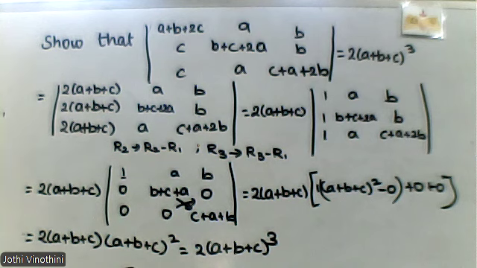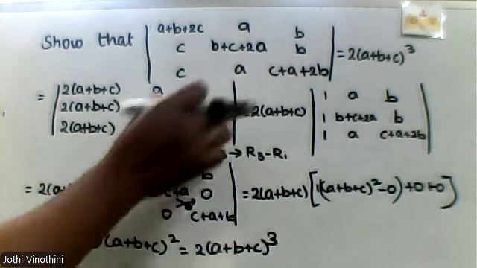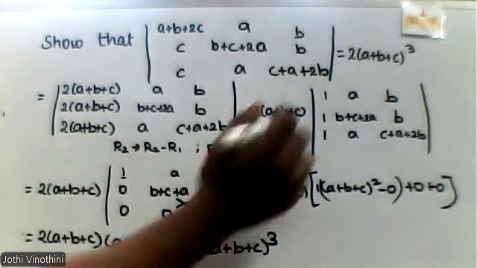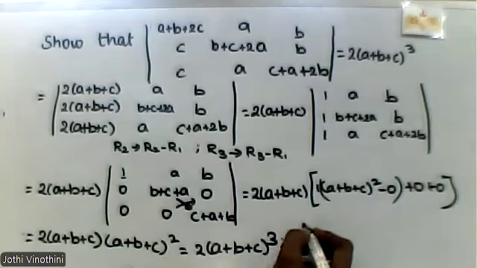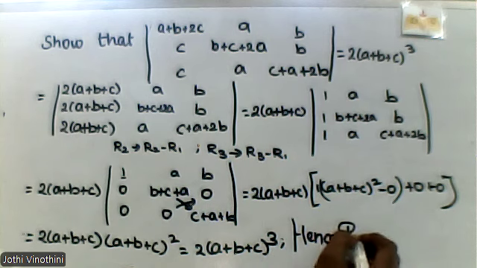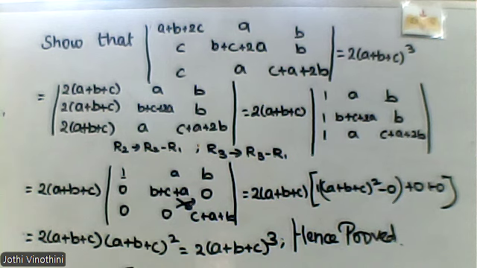Clear? What we have to prove? We have to prove this term equals 2 multiplied by a plus b plus c the whole cube. Right? So we proved this. So we can finally write, hence proved. Clear? So I will give you a half minute so you can copy this and we will move to the next sum.